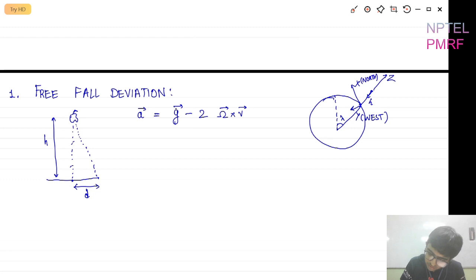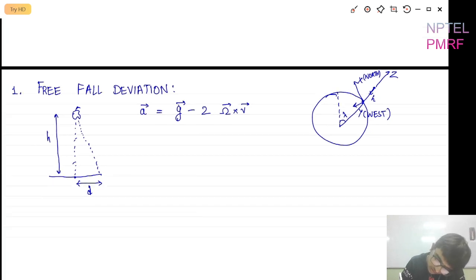Okay, good. And the vector g is along this direction, and vector omega, because Earth is rotating about the north pole, would be something like this. Now the thing is, it's not an assumption, rather a justification for what we are going to do.